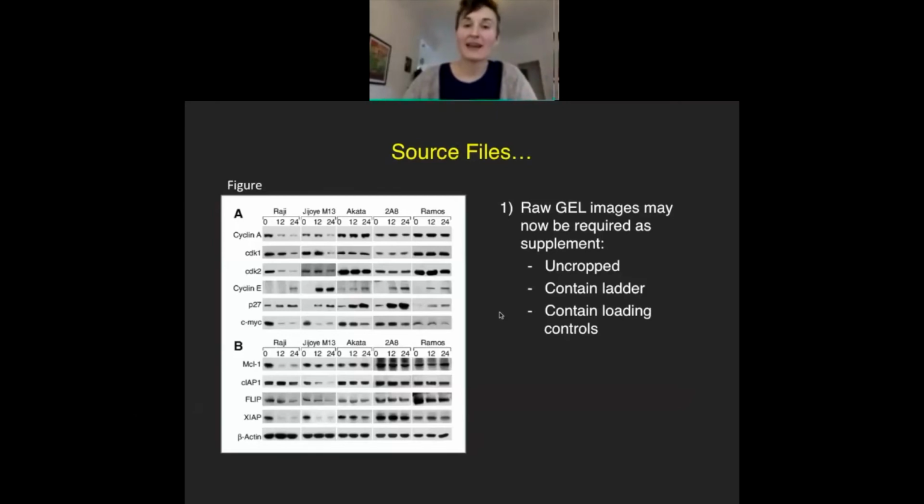Just imagine how much work this is going to be. If you present a panel like this, it's going to be for sure a full day of work just to get all this raw data and prepare it to be able to submit it as an extended source file to the journal. So you better have your data really well organized.